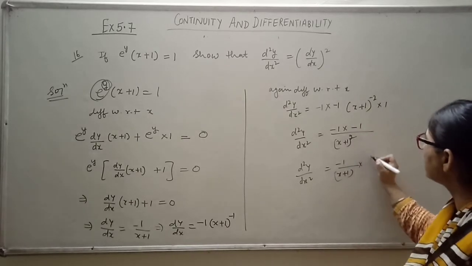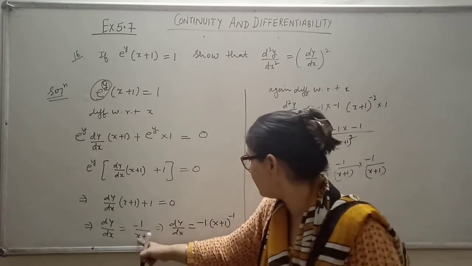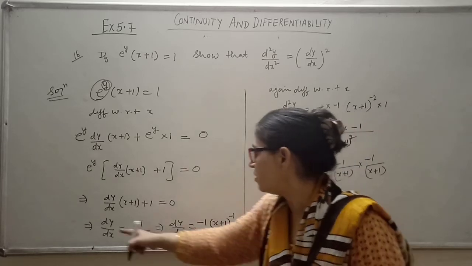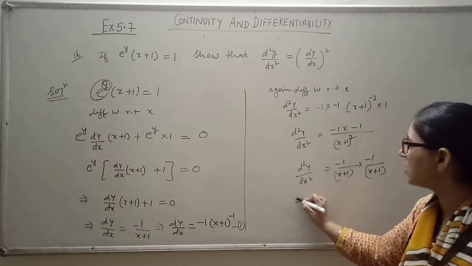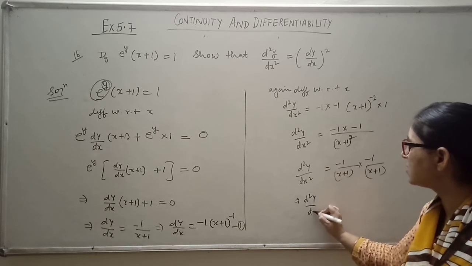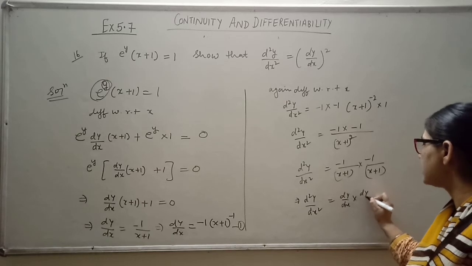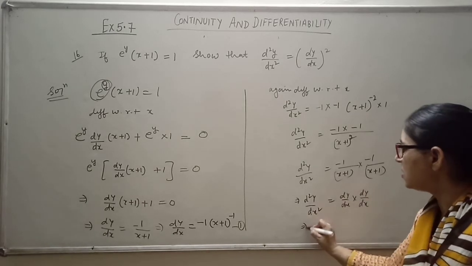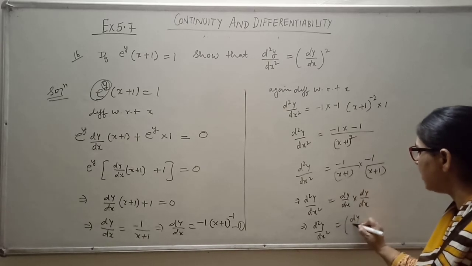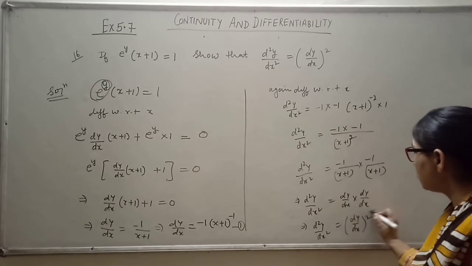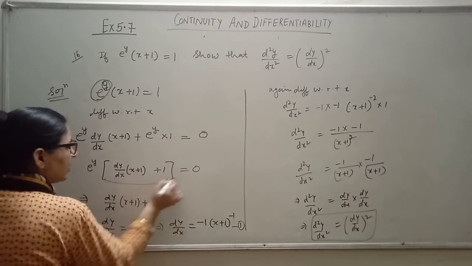So if you split the 2 like this, x plus 1, so what is it, by 1, by using 1. So what was dy by dx equal to? Minus 1 upon x plus 1, so we use it from there. So d square y by dx square is equal to dy by dx into dy by dx. So what does it become? So this is d square y by dx square is equal to dy by dx whole square. Hence it is proved.